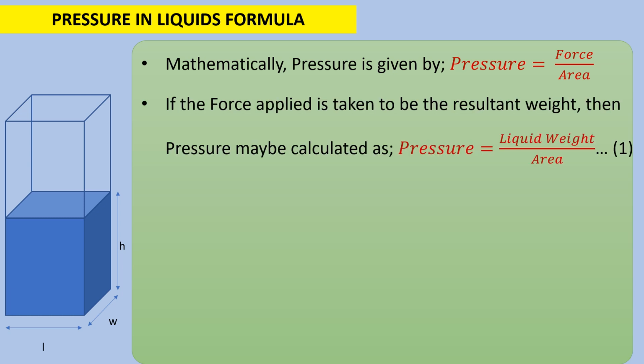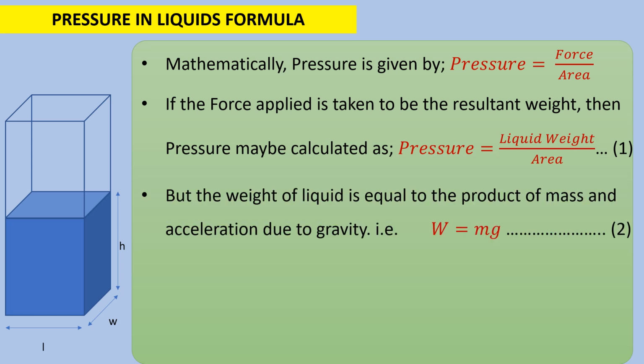So we are saying that if the force applied is taken to be the resultant weight, because now this container is at a still position, we expect the resultant weight of the individual molecules to be taken as the weight of this liquid. That is, we are ignoring the weight of the container. Then pressure may be calculated as liquid weight divided by area, where the liquid weight will be equal to the force exerted by the liquid.